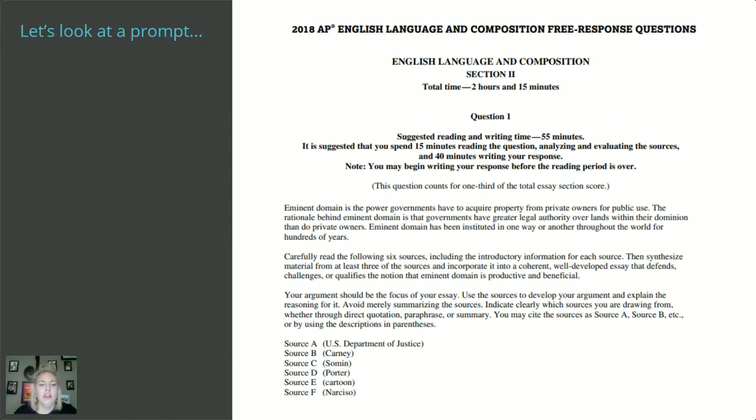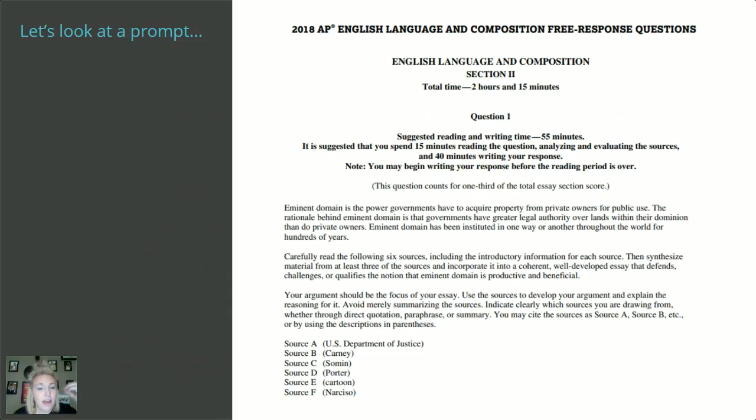So for this particular essay, the topic is eminent domain. Eminent domain is the power governments have to acquire property from private owners for public use. If they are going to ask you about something that they feel like you may not know 100% what that idea is, they will give you that information. Okay, so eminent domain is when the government comes in to take property from private owners for public use.